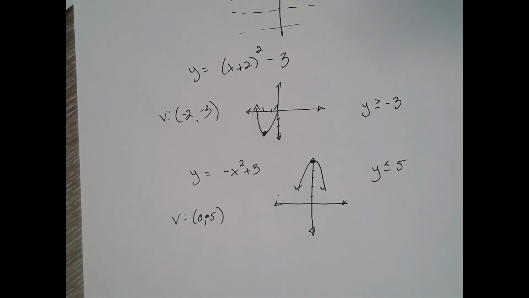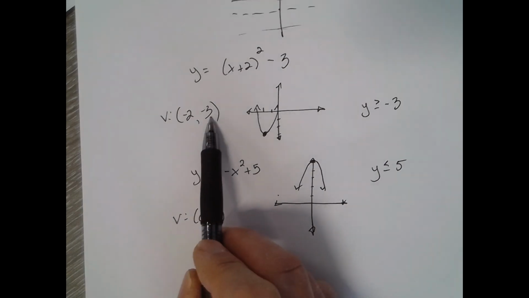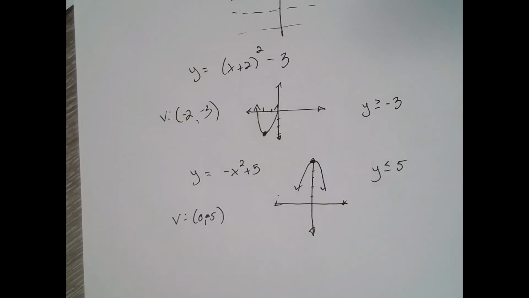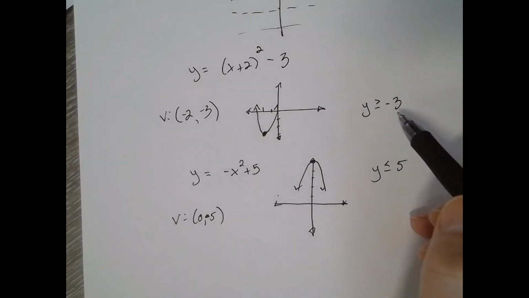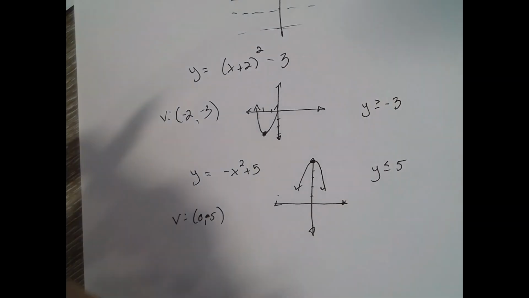Your vertex is going to tell you either your highest point or your lowest point on the parabola. And that's how you're going to determine where to start your range, and then it's either going to be greater than or equal to or less than or equal to. All right, so that's domain and range for these.